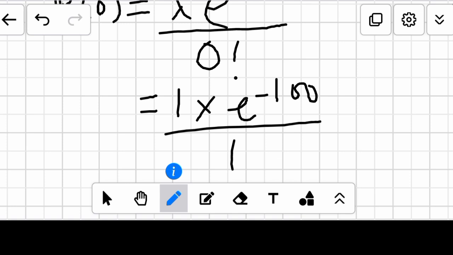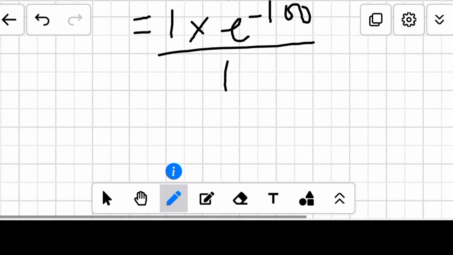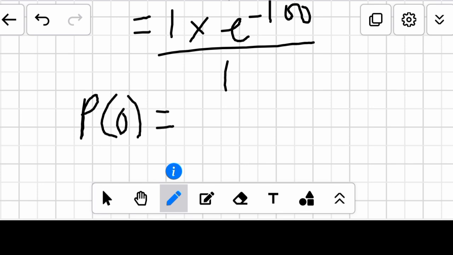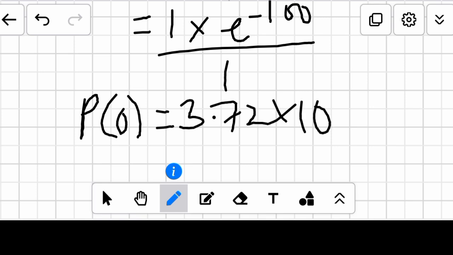So what is left is to evaluate e raised to power minus 100, and that gives us 3.72 times 10 raised to power minus 44. So the probability that it is going to be 0 is 3.72 times 10 raised to power minus 44.